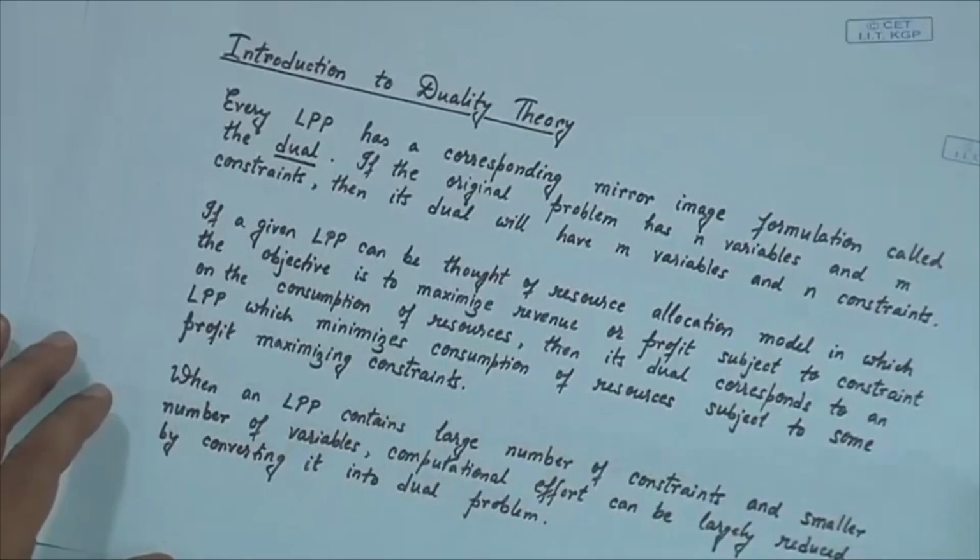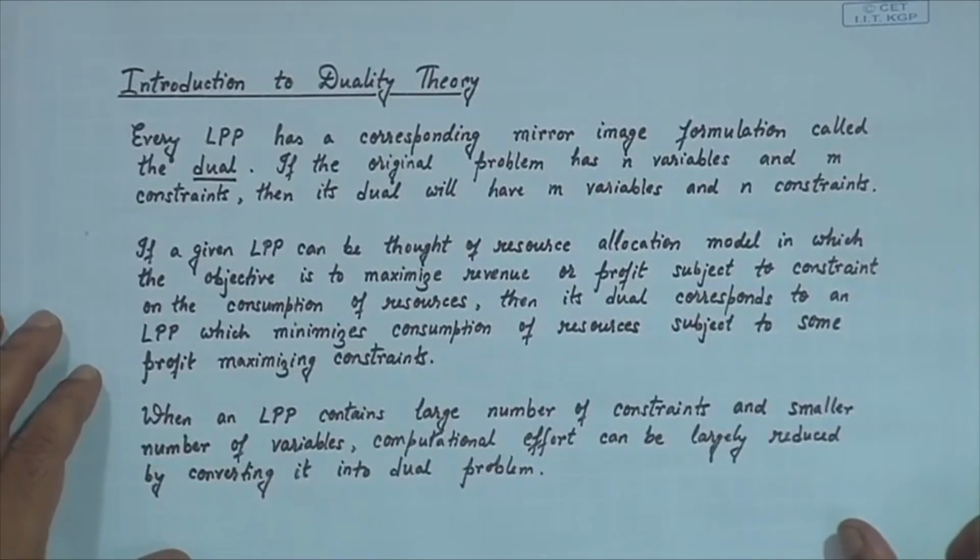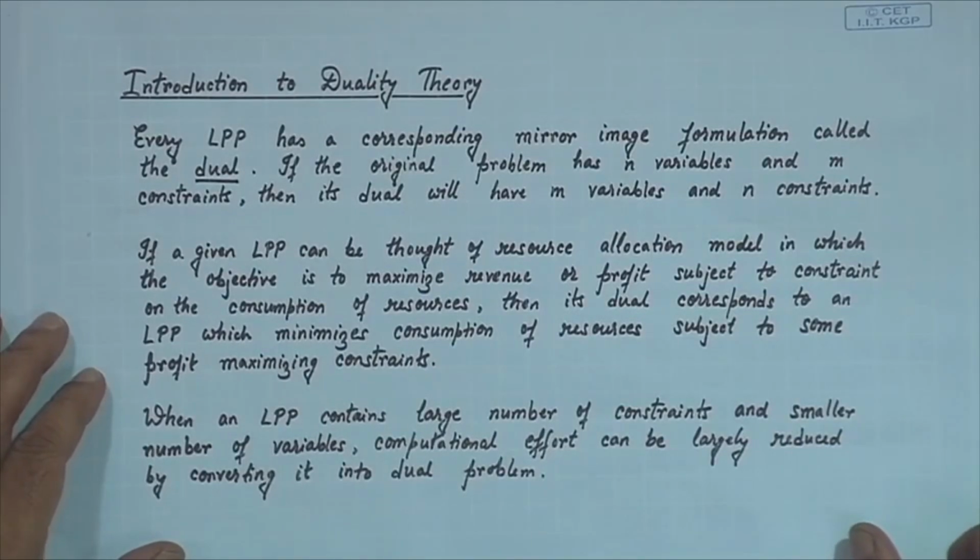Now, next we come to the next topic, that is introduction to duality theory. Every LPP has a corresponding mirror image formulation, which is known as the dual of that LPP. So, please note this one. We are saying that every LPP has a mirror image formulation. That is, if you keep it in front of a mirror, then the image formulation will be like that.